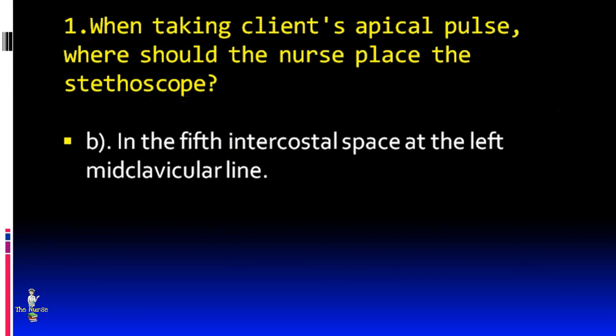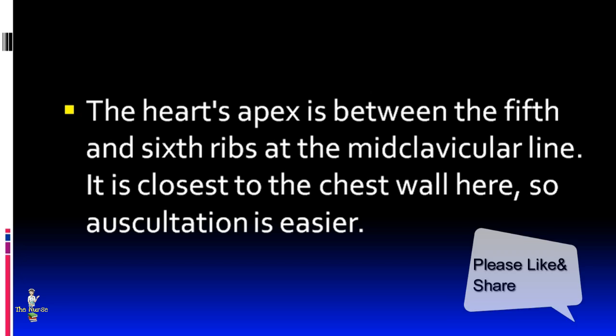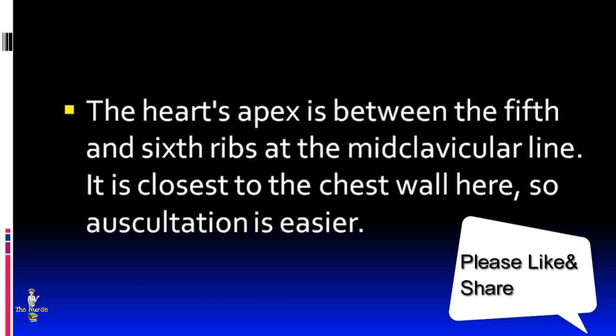Correct answer is in the fifth intercostal space at the left midclavicular line. The heart's apex is between the fifth and sixth ribs at the midclavicular line. It is closest to the chest wall here, so auscultation is easier. Next question.